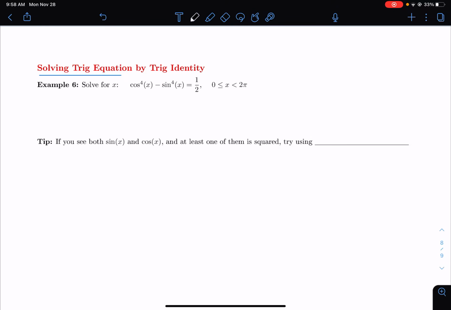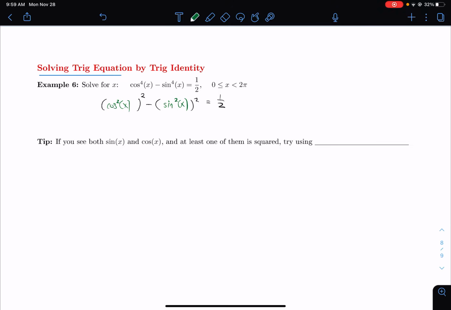Well, we have these two fourth powers here that we're subtracting. So what I want to notice is that I could think of these as perfect squares. I have something squared minus something squared, and then this equals 1/2. So what would go in the first parentheses is a cosine squared x, because if I square the cosine squared, the powers would multiply and I'd get cosine to the fourth. And in the second parentheses, we have sine squared x.